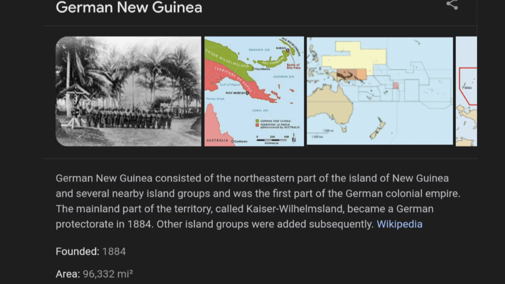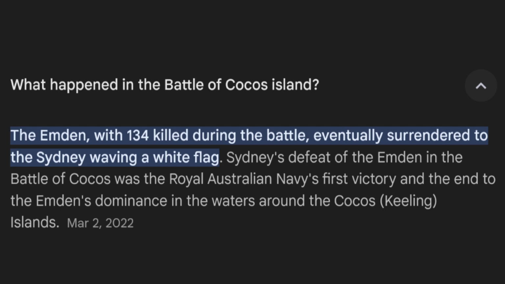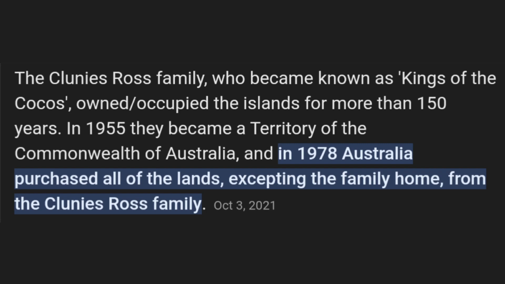The same can be applied to German New Guinea. Germany also briefly invaded the Cocos Islands during World War I, an Indian Ocean territory of Australia. It was a sabotage mission which quickly became a naval battle, a small skirmish of World War I.